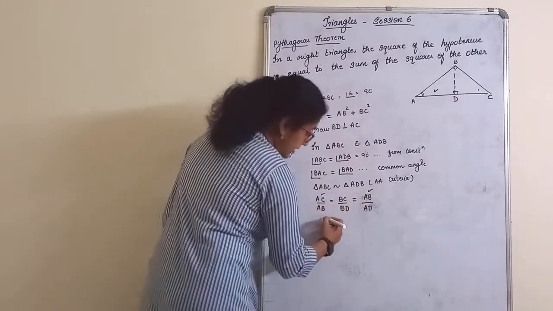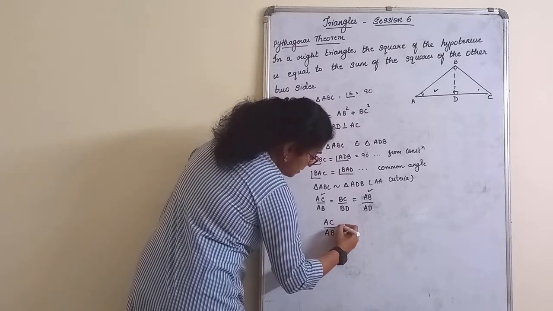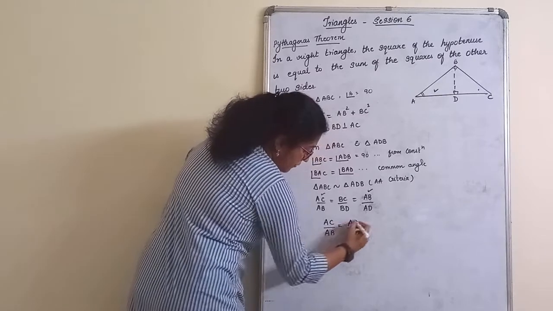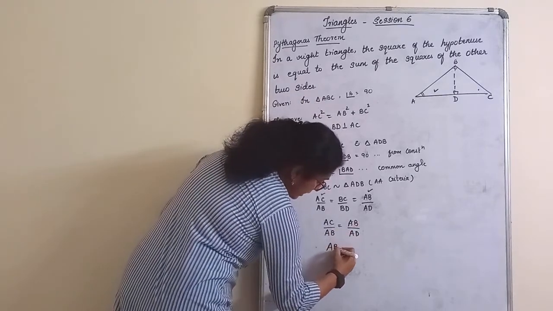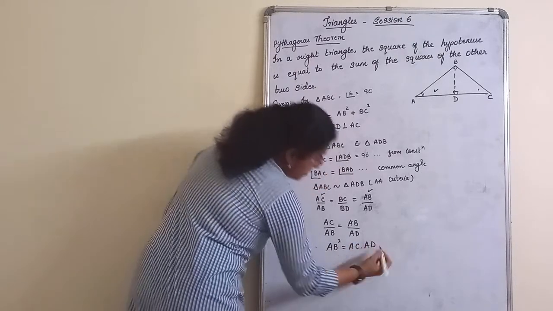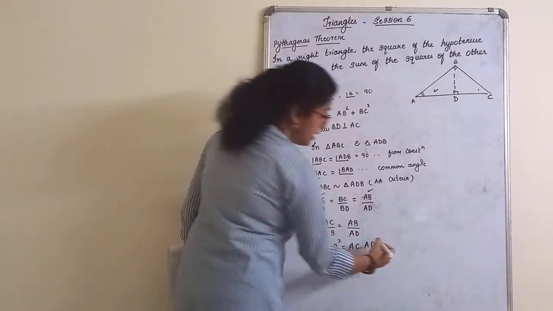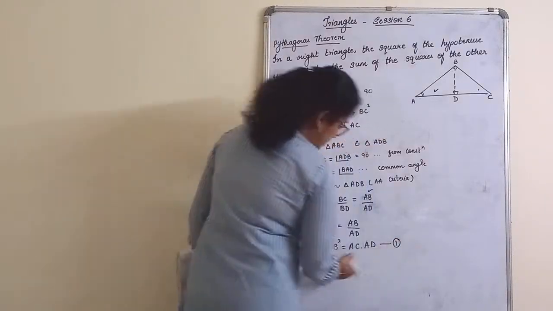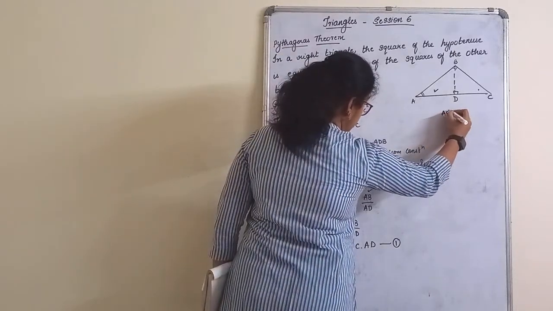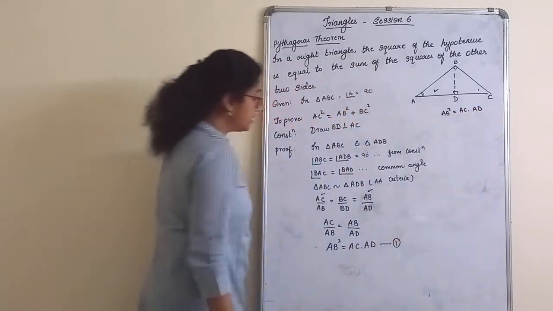What is that? I will rewrite now. AC upon AB is equal to AB upon AD. So if I cross multiply, AB square is equal to AC into AD. We all know that we use dot for multiplication. Equation 1. I'm going to erase this, children, and then redo it. I'll just write down here. AB square is equal to AC into AD. Is this very clear?